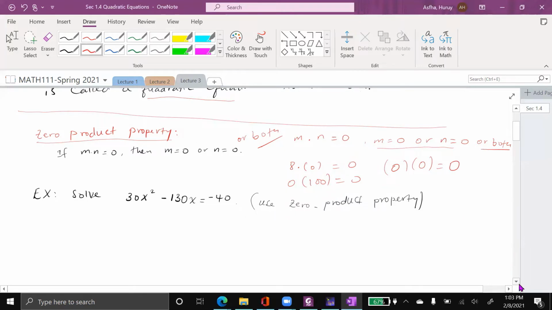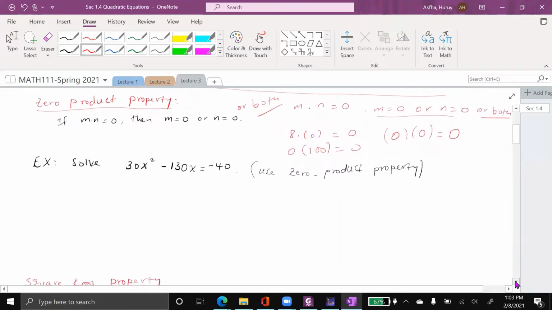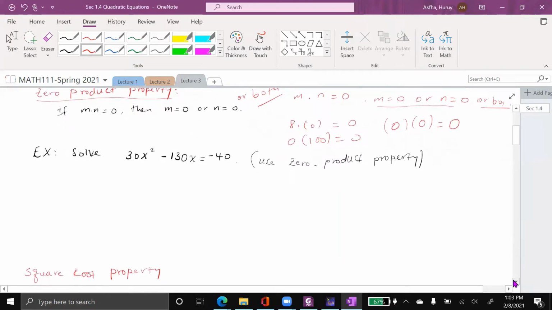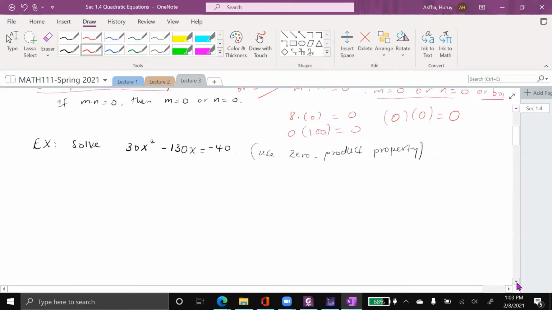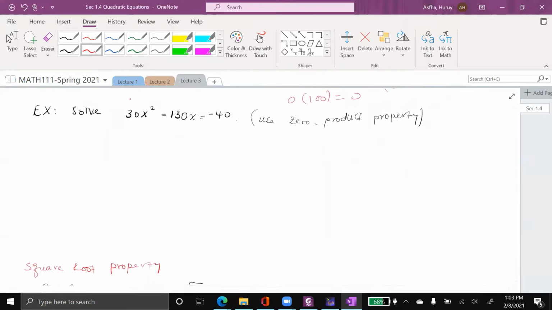All right, now let's go to solving a quadratic equation. We use the zero product property to solve this equation. Now, let's see how we can use it. Consider this example, this quadratic equation: 30x squared minus 130x equals negative 40.